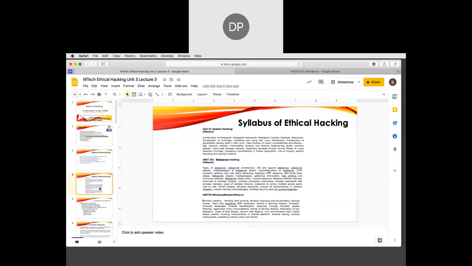Threats associated with wireless network, types of wireless network, extension to wired, multiple access point, LAN to LAN, 3G or 4G hotspot, wireless standard, process of authentication in wireless network, wireless hacking methodology, wireless security tools, and countermeasures. So we shall finish from wireless network hacking to wireless security tools as a countermeasure.